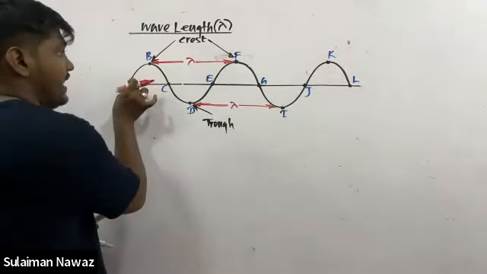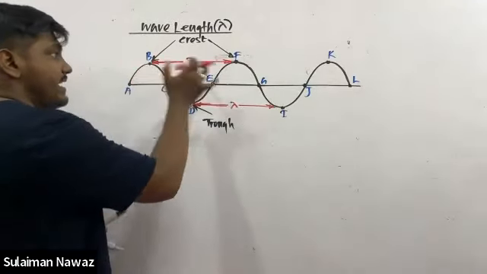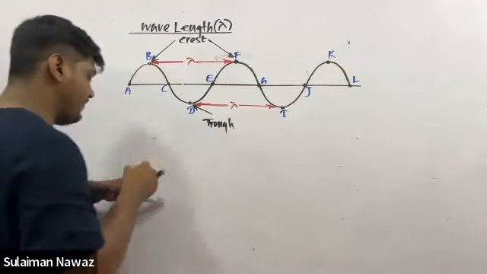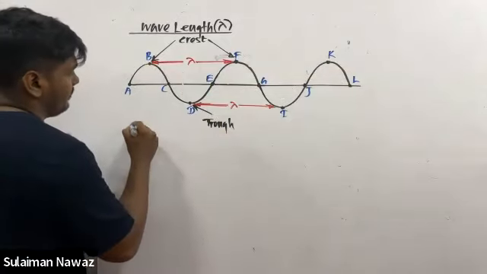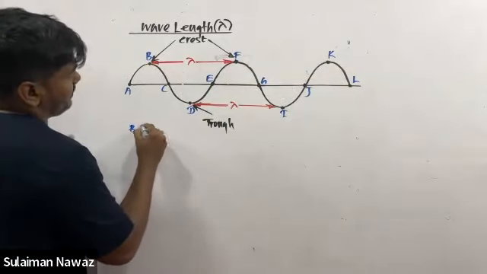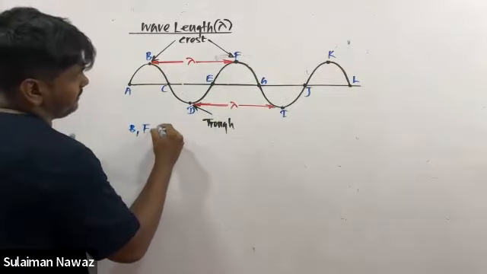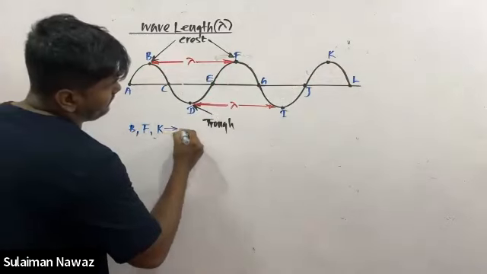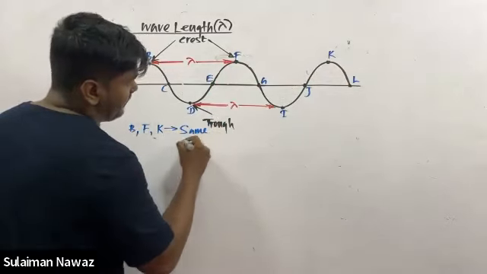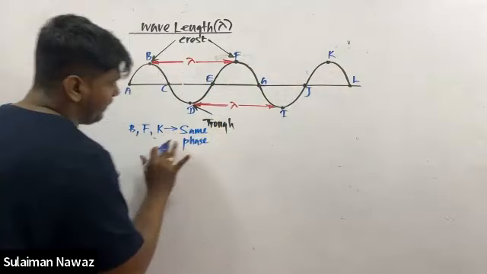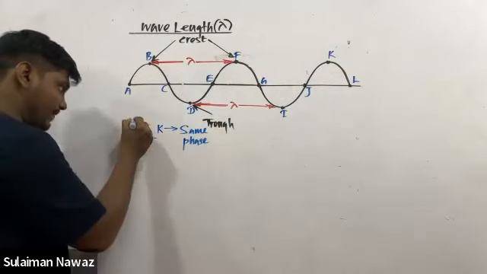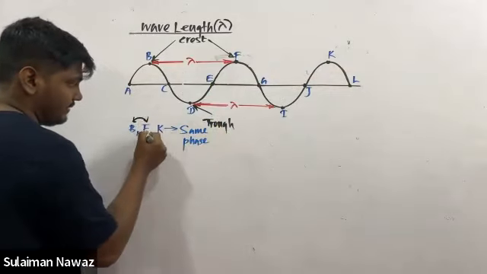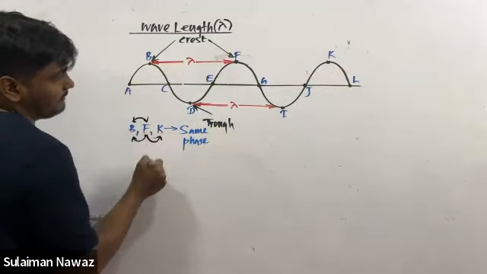What about point capital A and point capital E? A, E, G, L are in the same phase. If I mark B, F, K, they are in the same phase. But understand B and F are adjacent. Adjacent of B is F. Adjacent of F can be either B, if not, K.